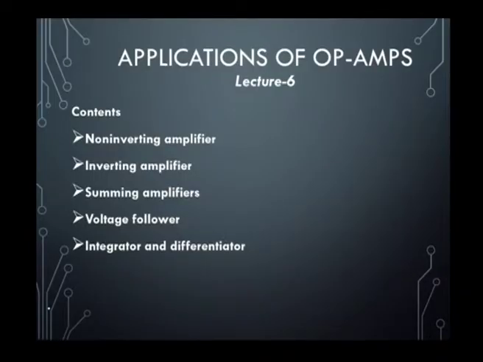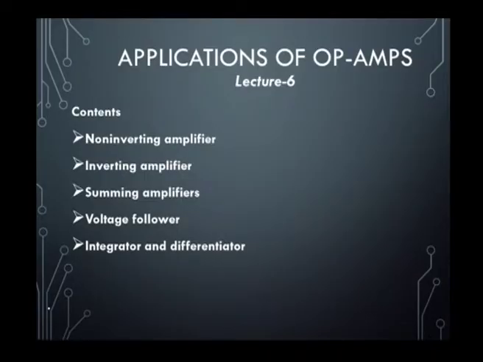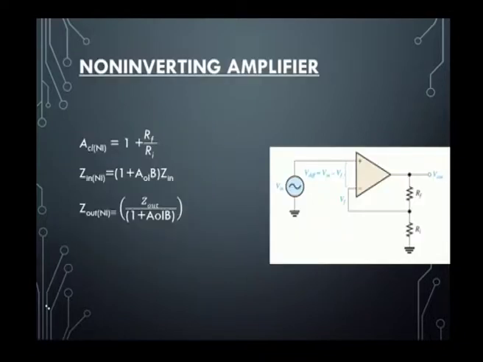So, what are the applications of an op-amp? An op-amp can be used as an amplifier. There are different types of operational amplifier circuits: non-inverting amplifier, inverting amplifier, summing amplifier, voltage follower, integrator and differentiator. These are the op-amp applications, and we apply the op-amp to get a desired output. Very firstly, we start with the non-inverting amplifier.